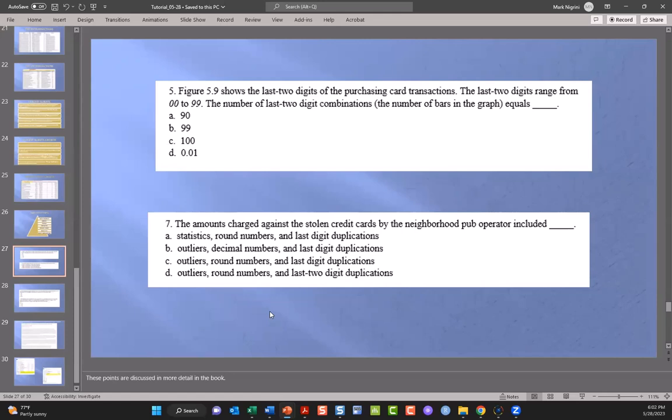The neighborhood pub, if anybody's near Philadelphia, please take a photo of that pub. It's a case in the book. The amounts charged included outliers, round numbers, and last digit duplication. Beautiful. Outliers being very big numbers. There were a few round numbers, and last digit duplications. He liked 8s and 9s. So the answer here is C, but for you, the answer might be whichever one that is. It might be A, B, C, or D. Outliers, round numbers, and last digit duplications.